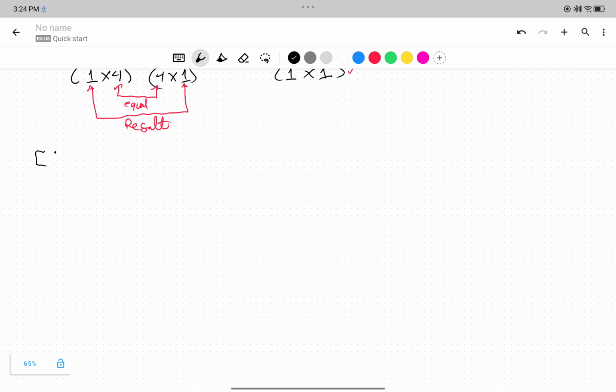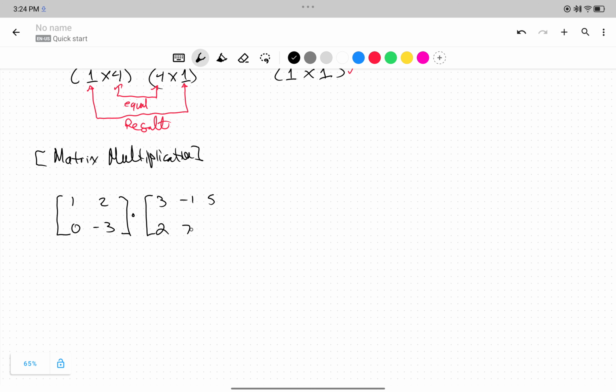Matrix multiplication. All right, let's just make up some numbers here. So 1, 2, 0, minus 3. And let's say this is going to get multiplied with 3, minus 1, 5, 2, 7, 0.